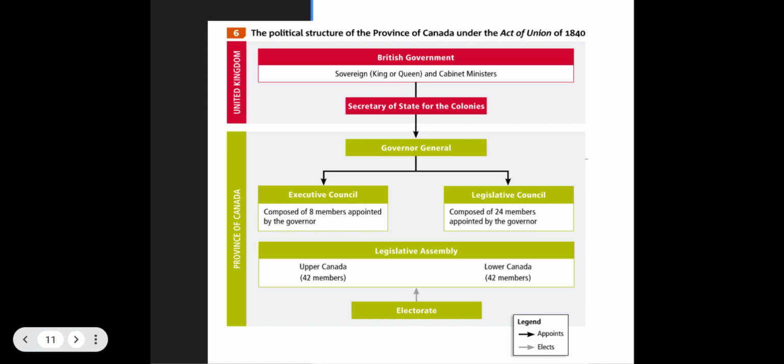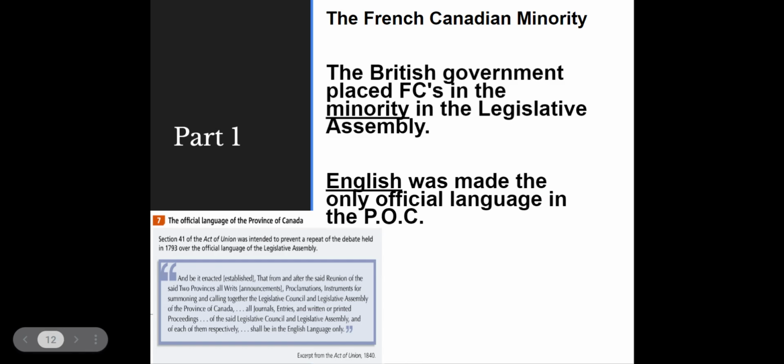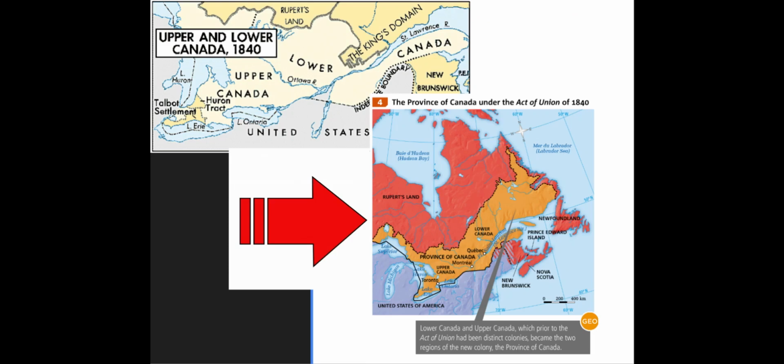So for document 6, this is the Act of Union, a very important document. I would recommend pausing the video at this time to study this document. Okay, so you can see the Legislative Assembly has 42 members. They each have 42 members, even though which one has a greater population? Lower Canada. So this is unfair to Lower Canada. In terms of the French Canadians being a minority, they were also made a minority because English was made the official language of the province of Canada, not French. Here you can see the territorial change, so you can pause the video there to study the two different documents.